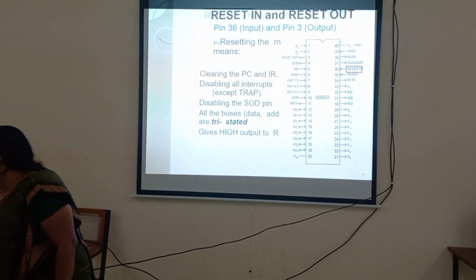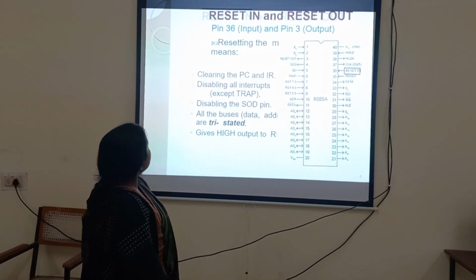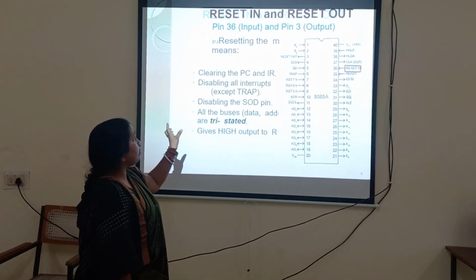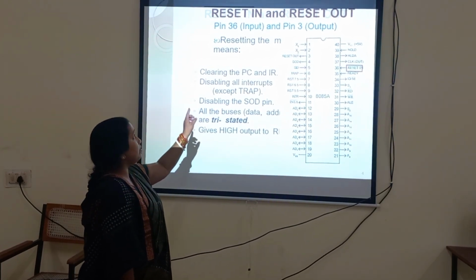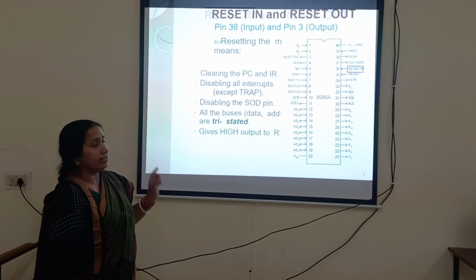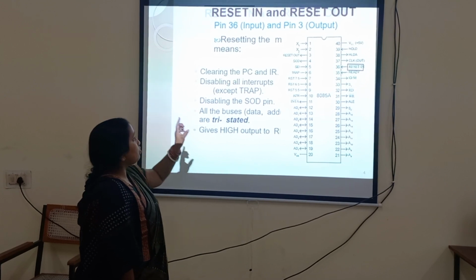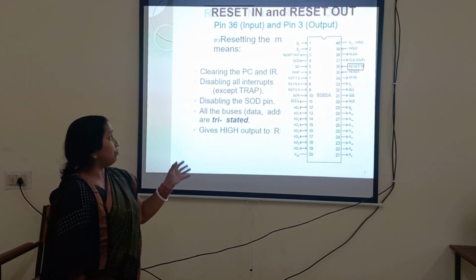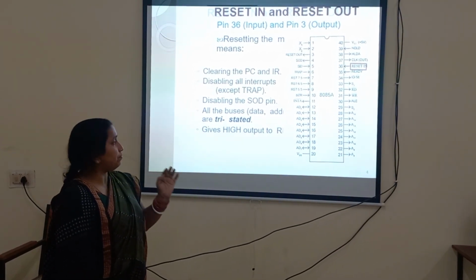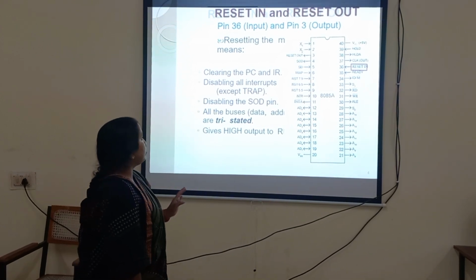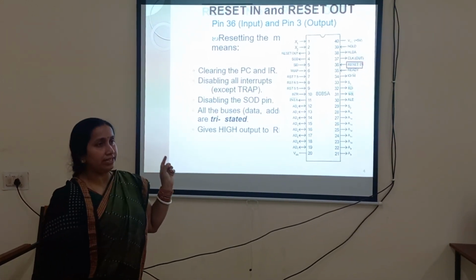And the next are pin number 36 and pin number 3, which clear some data. The PC and IR: PC means program counter, and IR is instruction register. It is also used to control the interrupts, because when we mask the signals in SIM, set interrupt mask, we use these signals. So it is also used to disable the SOD pin. SOD means serial out data line.